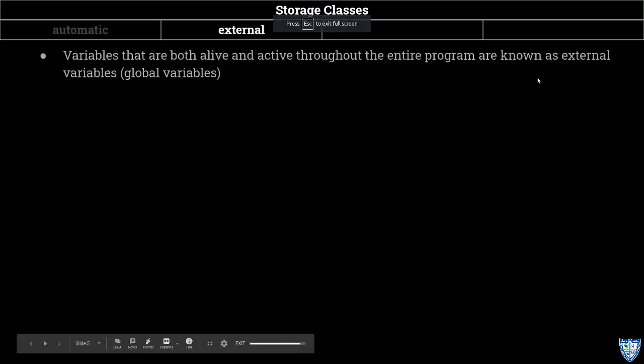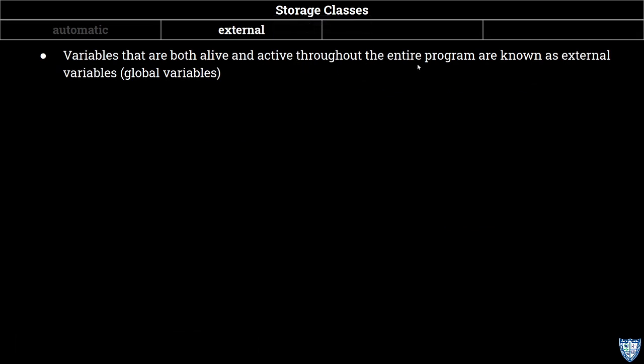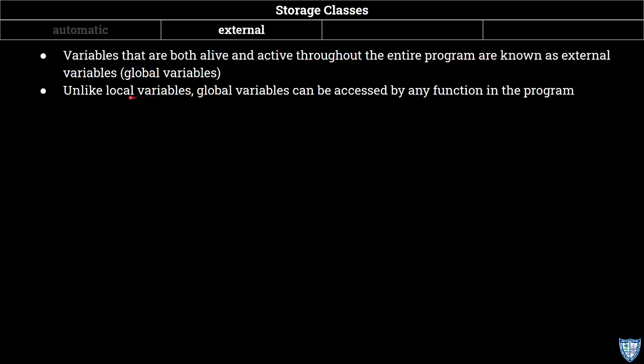So variables that are both alive and active throughout the entire program are known as external variables. They are also known as global variables. So this is what I mentioned. The lifetime of an external variable will be till the program lasts. So that's what is meant by alive and active throughout the entire program. Unlike local variables or automatic variables, global variables can be accessed by any function in the program. That also we have seen.